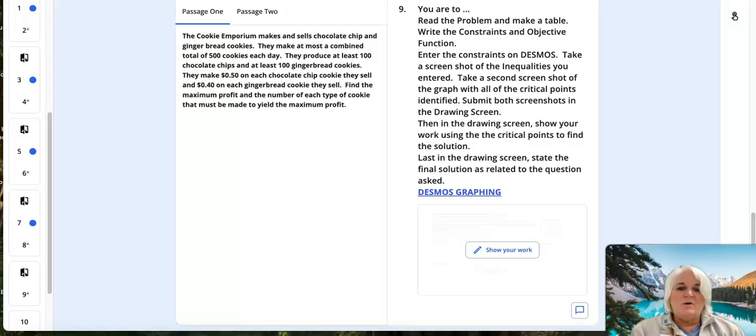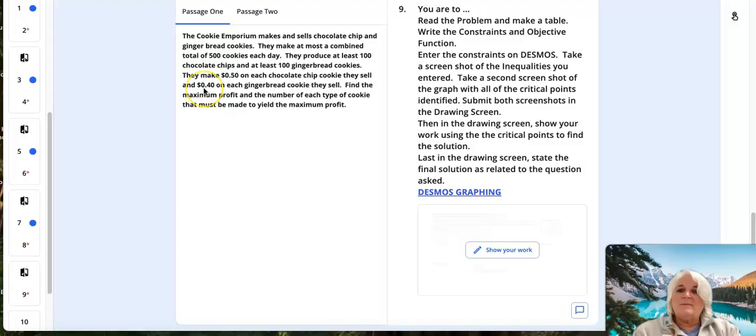Okay, so on this one, I'm supposed to read the problem and make a table. So that's the added piece. I'm not given the table to just write the constraints from it. I have to actually read the problem and make the table with this. But this is not so bad, okay? I'm going to give you some hints on doing this.